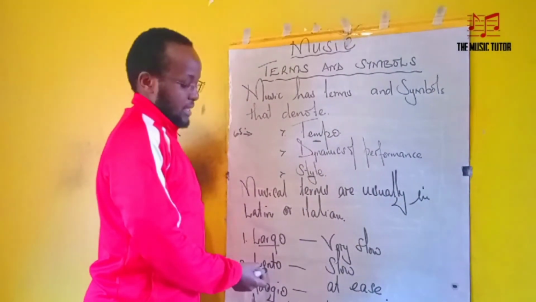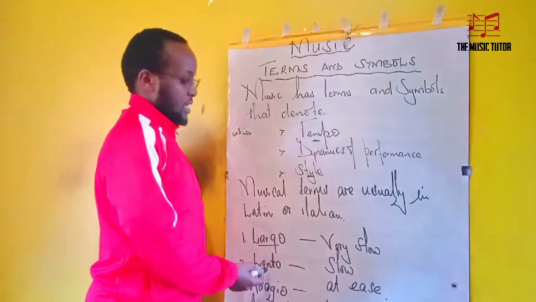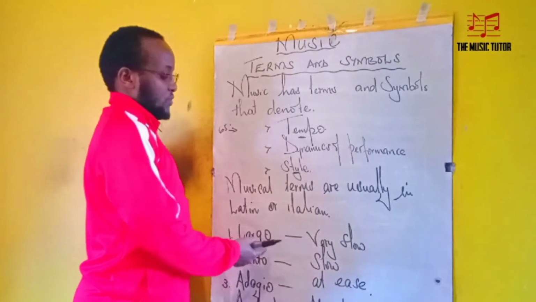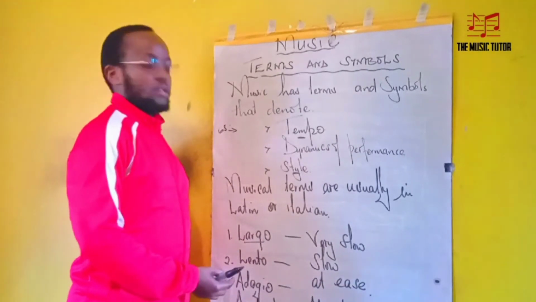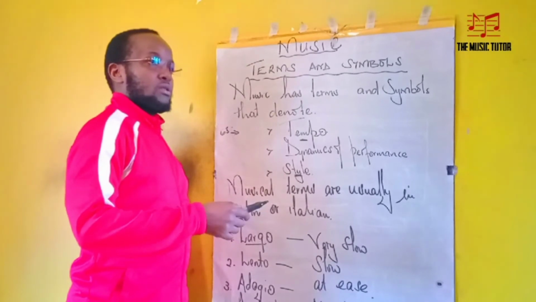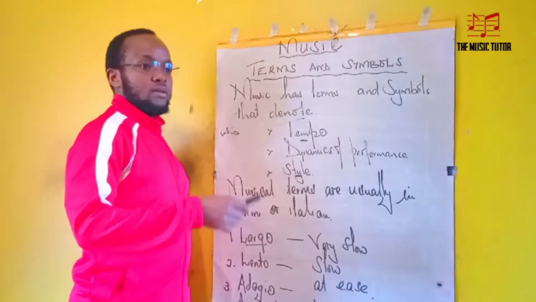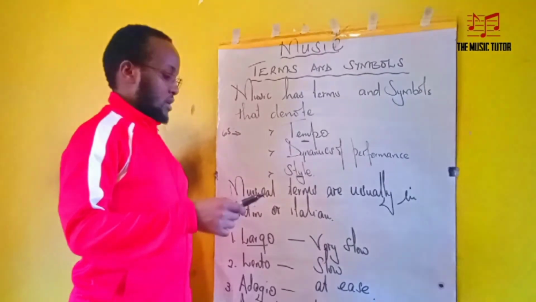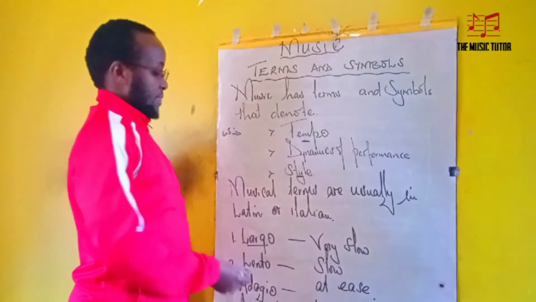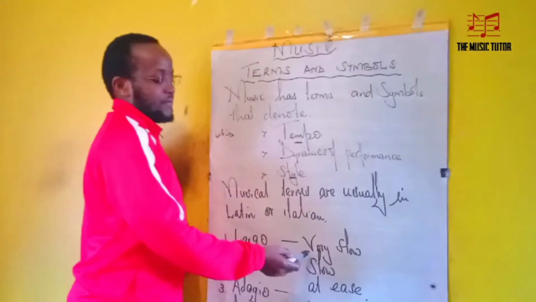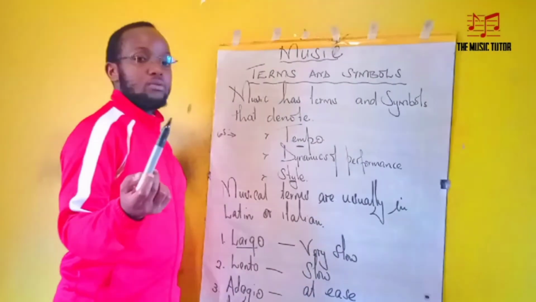Very slow. There is another tempo known as lento. It is faster than largo. 1, 2, 3, 4. 1, 2, 3, 4. Then lento, it is not very fast, but it is slow.